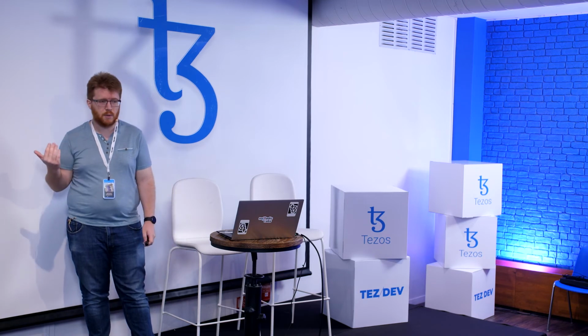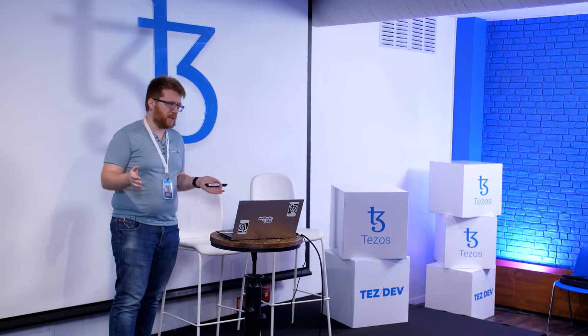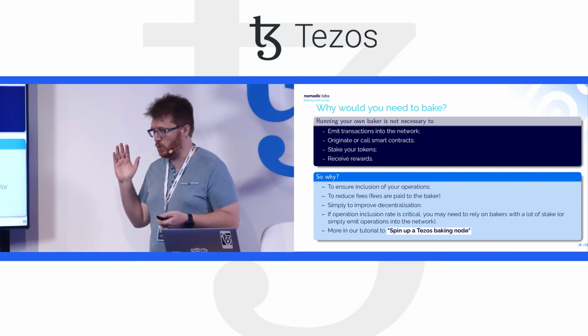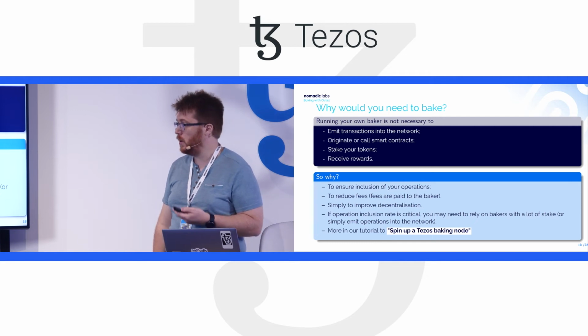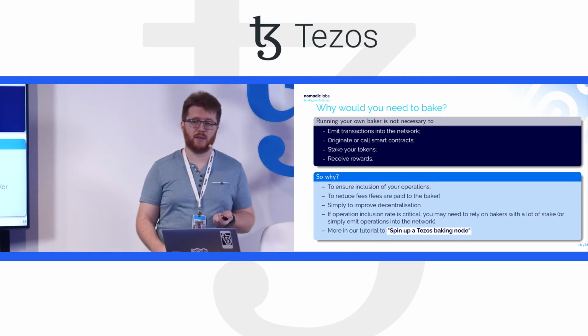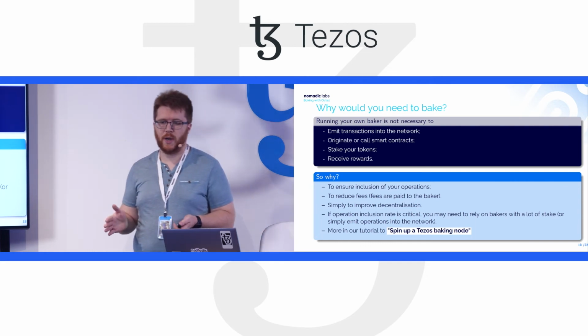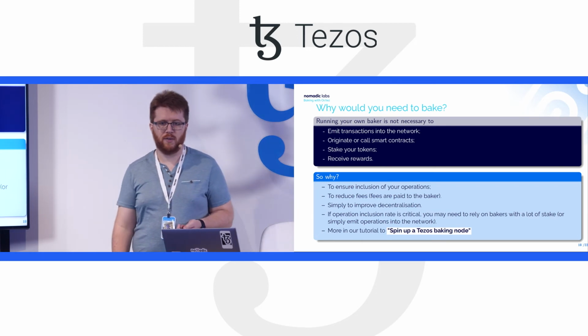So why would you need to run your own baker? Again, to mitigate some risks. First, if you want to ensure the inclusion of your operation. As I said before, when you emit an operation, it will be propagated in the network, but who knows, maybe a baker will include it, maybe not. So if you want to make sure it's included in the network, probably you have to run your own baker. It's also useful if you want to reduce the fees. As I said, the baker keeps the fees of the operations it includes. So if you run your own baker, you don't have to pay the fees for your own operations.